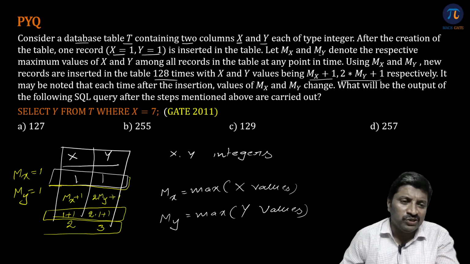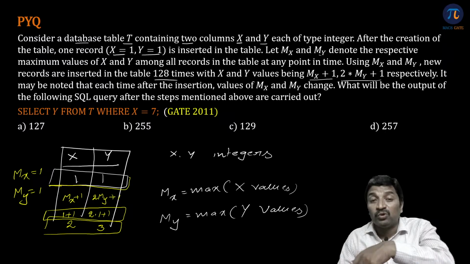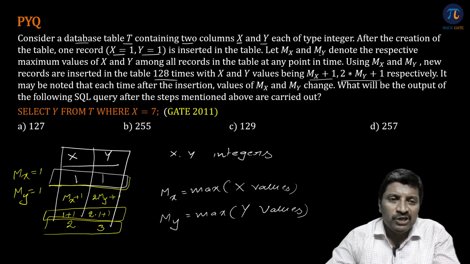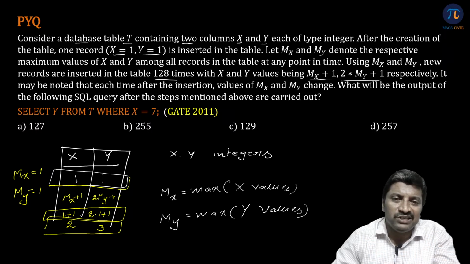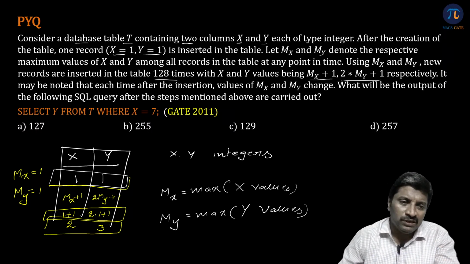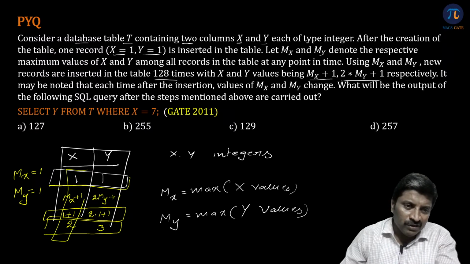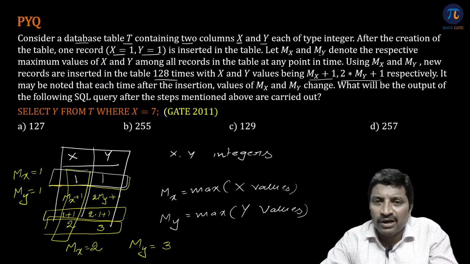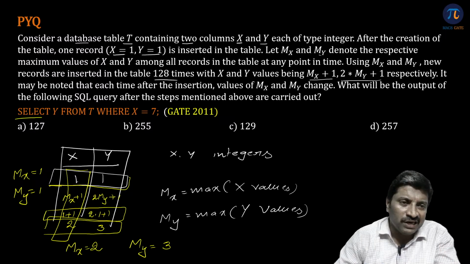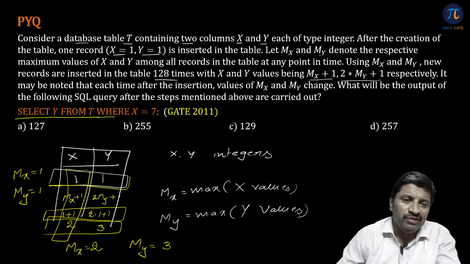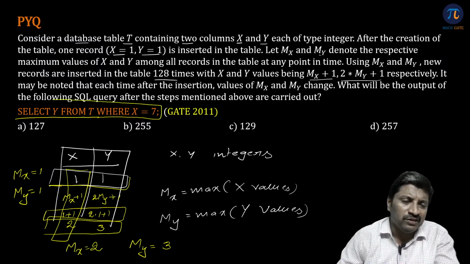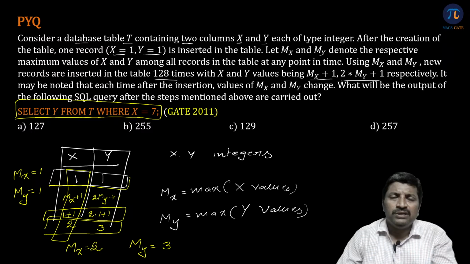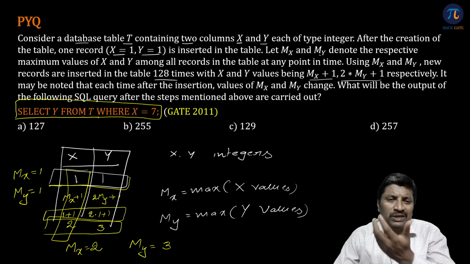Then again they continued to insert one more record. Like that they continued 128 times. Now it may be noted that each time after the insertion, the values will change. Whenever I insert the second record, the maximum value of X is 2 and the maximum value of Y is 3. Then what will be the output of the query: select Y from the table T where X equal to 7? I think we need to do the insertion at least 7 times to get the answer, right? So let us continue in the next slide.